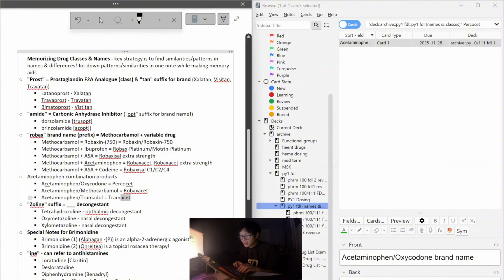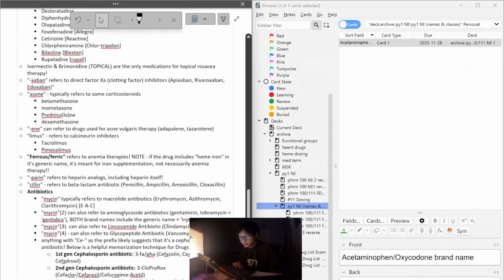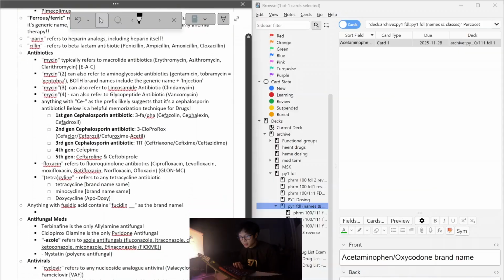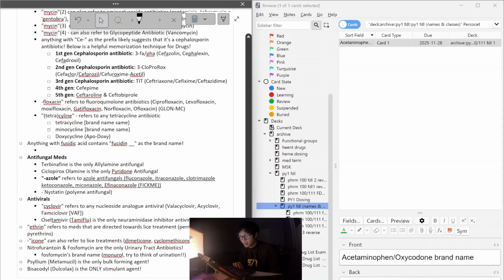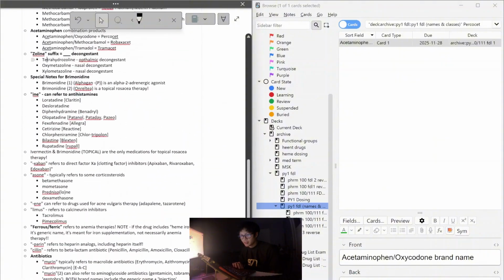So you can see here that the suffix "acet", which is representative of acetaminophen, shows up in several combination products of acetaminophen and one additional active pharmaceutical ingredient, or API, right? Acetaminophen oxycodone, Percocet; acetaminophen methocarbamol, Robaxacet; acetaminophen tramadol, Tramacet, and so on and so forth. Okay, so you just want to keep in mind these naming patterns. Just some other naming patterns that I wanted to show you just below as well, if you want to take a screenshot of this for yourself in the future.